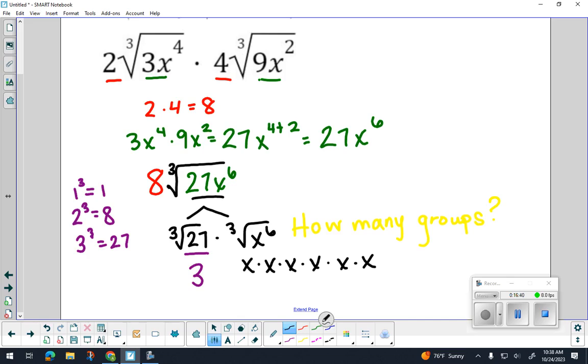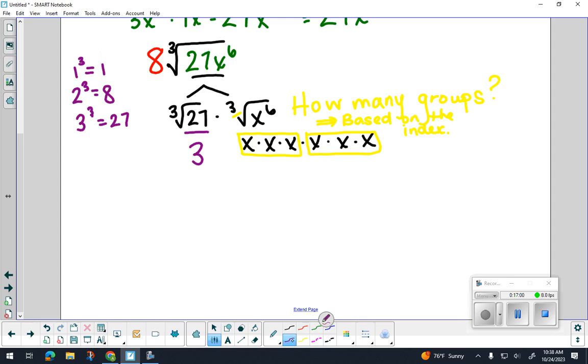And I'm trying to figure out how many groups can I get out of it. It's based on my index. So let's write that down. It's based on the index. So the index is 3, so I need to figure out how many groups of 3 can I do. Oh shoot, I could do 2 groups of 3. So in that case, because I could do 2 groups of 3, when I get ready to break this down, the cube root of x to the 6 is x squared, because I had 2 groups of 3. I had an x times an x, because 3 people together make 1 group. Okay, that's how I get this x squared.